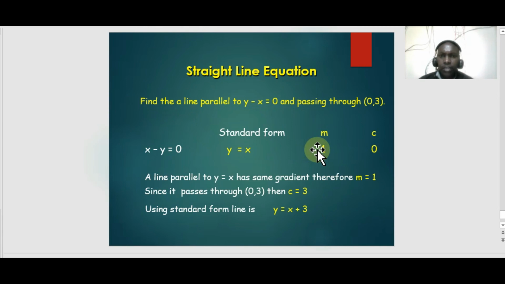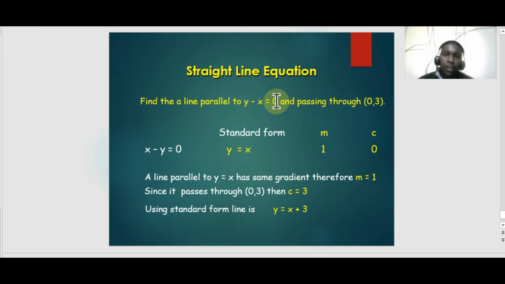Find the line parallel to y. This is the last thing that you're going to do in this section, so that in the next video you can look at perpendicular lines. There's a question here: find a line parallel to y minus x equals 0 and passing through the point (0, 3). We've just said that if two lines are parallel to one another, they have the same gradient. So the line that you're going to get here should have the same gradient as this one.